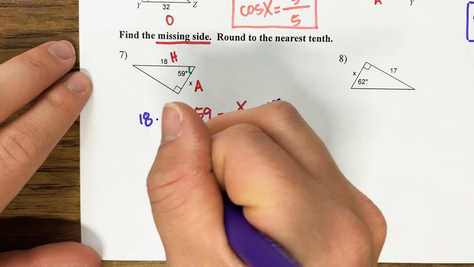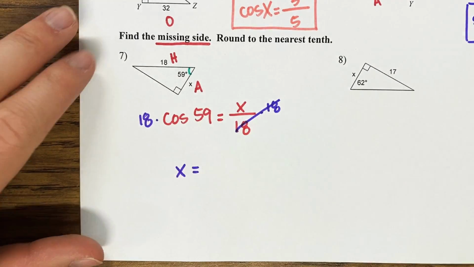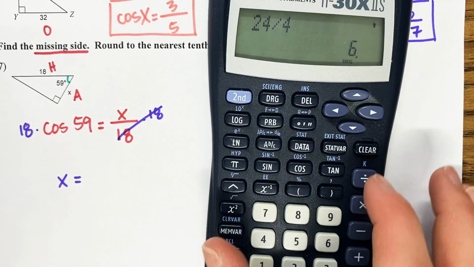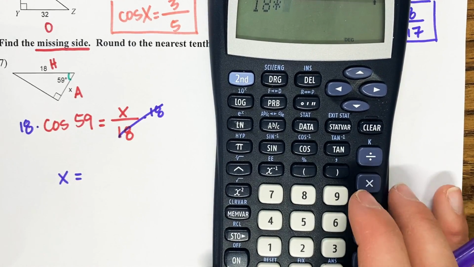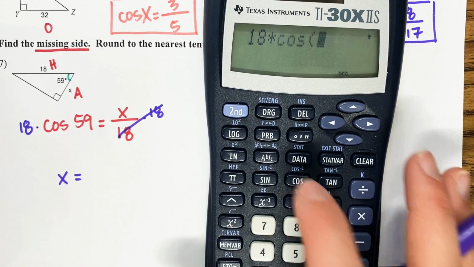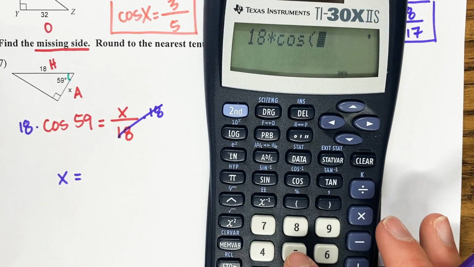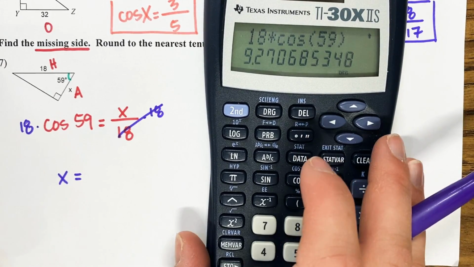So my x is now by itself. This part is where we just put it into a calculator. So you're going to need a calculator. Clear. So we have 18 times, I have my little cosine button right there. Cosine of, it gives you a space to put in 59, and enter.